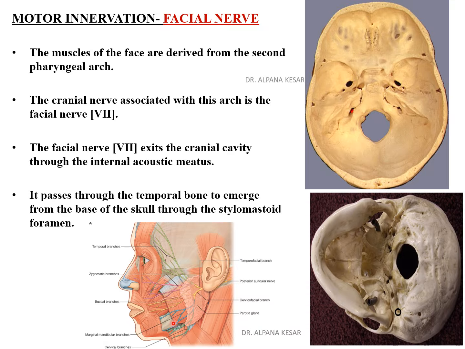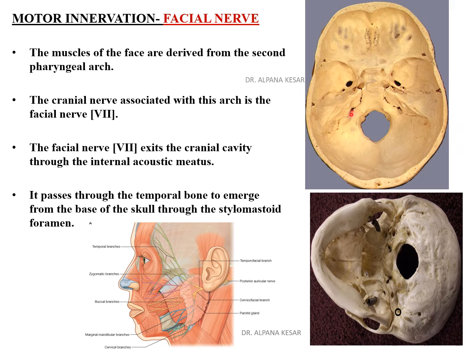The muscles of the face are derived from the second pharyngeal arch. The nerve of the second pharyngeal arch is the facial nerve. So the muscles of the face are supplied by the facial nerve. The facial nerve exits the brainstem and enters the posterior cranial fossa. It exits the posterior cranial fossa by passing through the internal acoustic meatus.